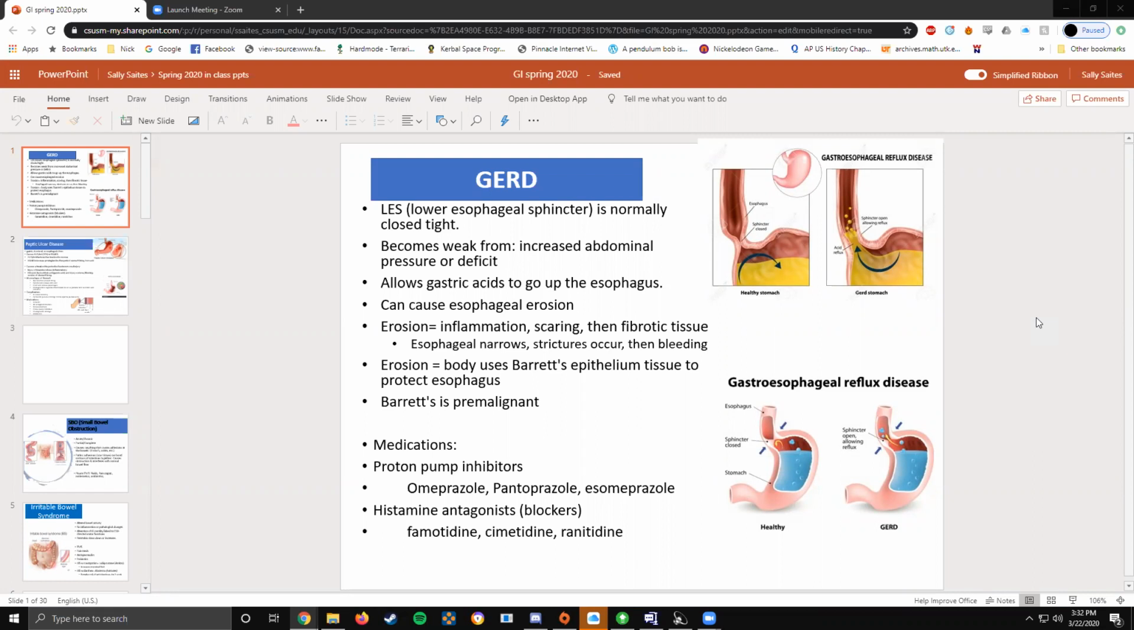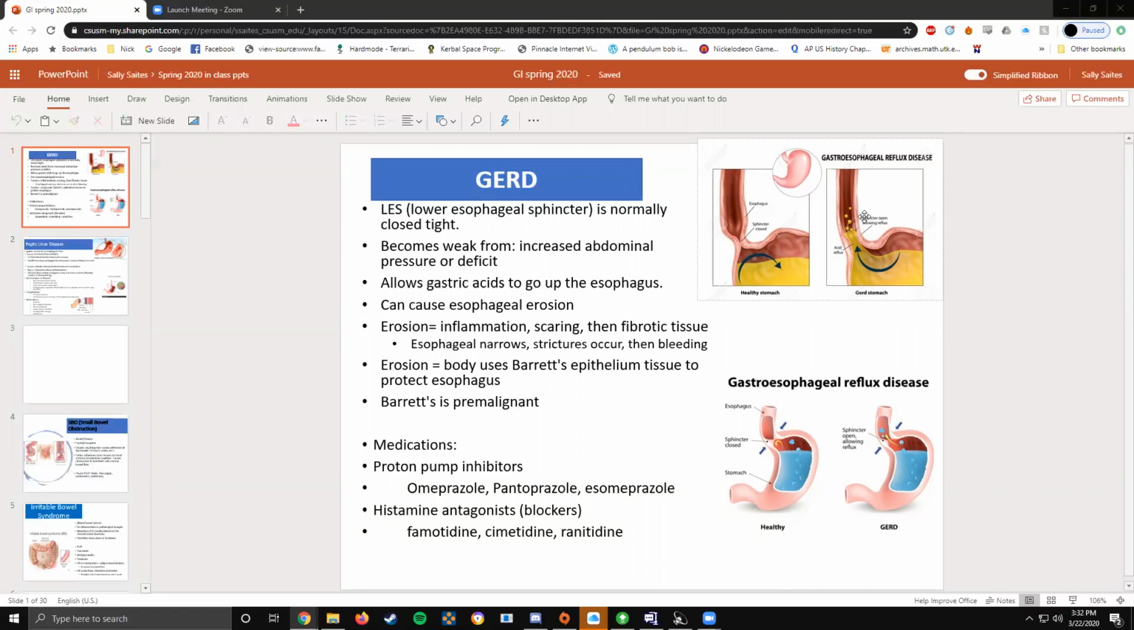So GERD, let's just take a look at this picture. I know we spoke about it, but take a look at this picture here. We've got GERD, so an increase in gastric secretions. And normally this lower esophageal sphincter is closed. It opens as food comes down into the stomach, and then it closes very tightly so that the acid cannot go up into the esophagus. We don't want the acid to go up into the esophagus because if it does, it can cause esophageal erosion.